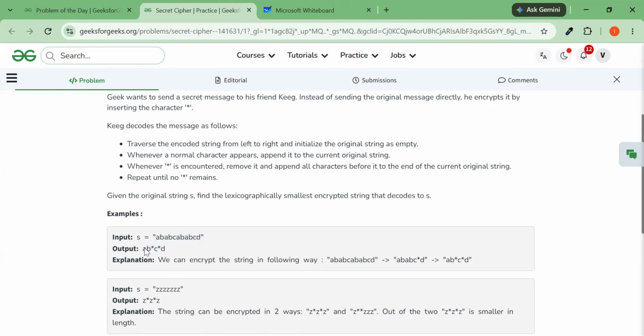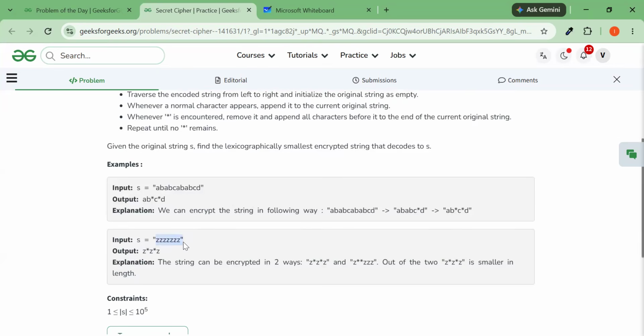Basically, this encodes the string from this one to this one. But in the problem we have to do the opposite. We are given the decoded string, and we have to encode it so that no one can read it in between. And we have to find the lexicographically smallest encrypted string. As you can see in this example, there can be two possible solutions, but the lowest string would be this one, so we have to find the smaller one.